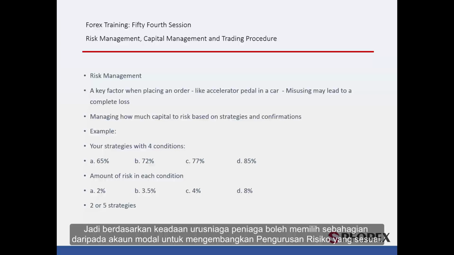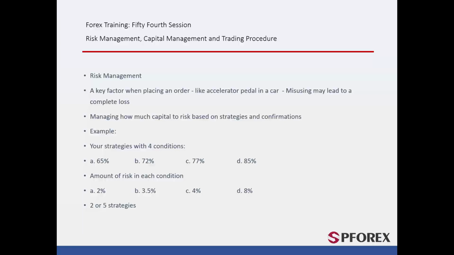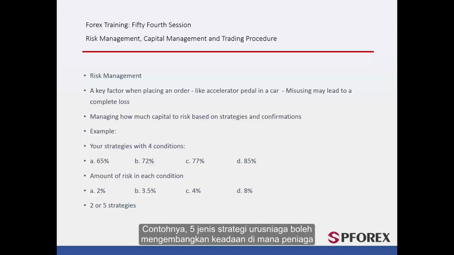So, based on trading conditions, a trader can select a portion of the account capital to develop a suitable risk management. A trader can determine more strategy conditions to place more orders. For example, 5 types of trading strategies can develop conditions in which a trader has more time and focus to detect more beneficial points and trends.